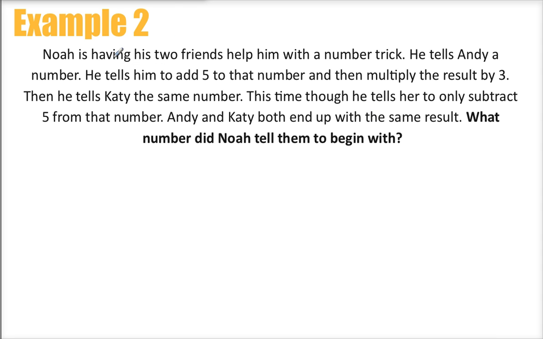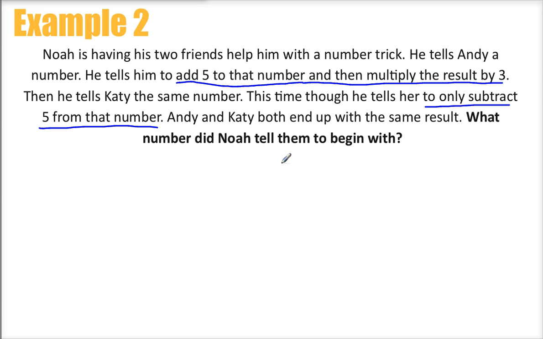Okay, Noah is having his 2 friends help him with a number trick. He tells Andy a number, and he tells him to add 5 to that number, and then multiply the result by 3. Okay, that seemed important, so I underlined it. Then he tells Katie the same number. This time, though, he tells her to only subtract 5 from that number. Okay, Andy and Katie both end up with the same result. What number did Noah tell them to begin with?